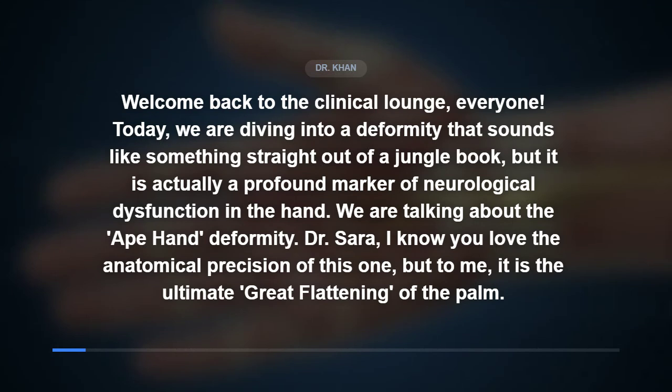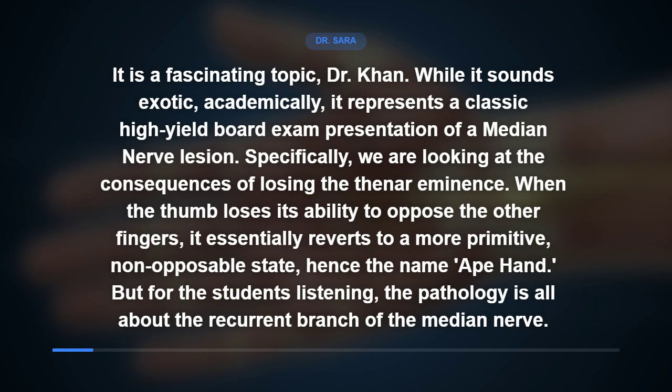Dr. Sarah, I know you love the anatomical precision of this one, but to me, it is the ultimate great flattening of the palm. It is a fascinating topic, Dr. Khan. While it sounds exotic, academically, it represents a classic high-yield board exam presentation of a median nerve lesion. Specifically, we are looking at the consequences of losing the thenar eminence. When the thumb loses its ability to oppose the other fingers, it essentially reverts to a more primitive, non-opposable state, hence the name ape hand.